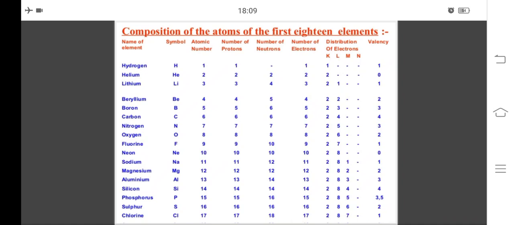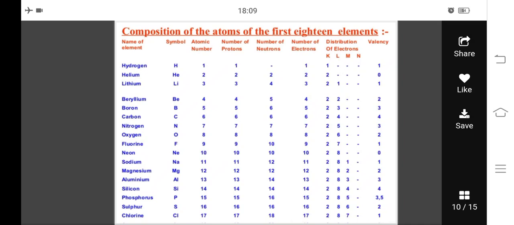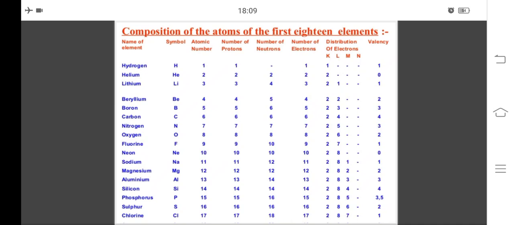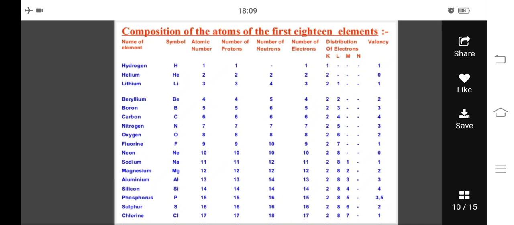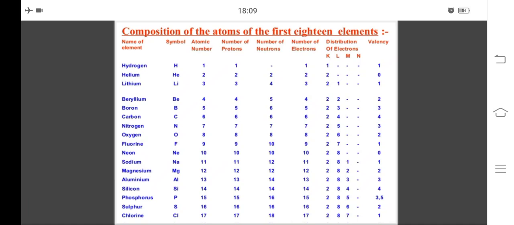Now what will be the tendency of lithium? That it wants to lose this electron and thus wants to have the nearest noble gas configuration, which is that of helium. So Li positive, because whenever an atom loses an electron it gets a positive charge. So lithium has a tendency to lose this electron, thus it has a valency of 1.